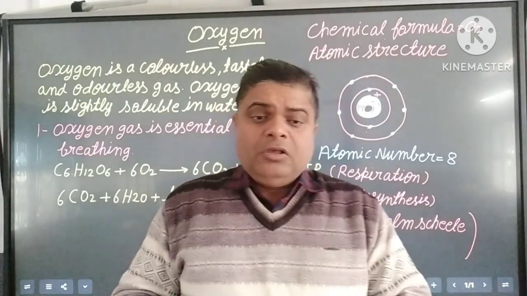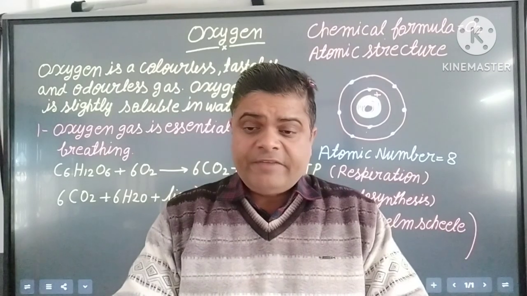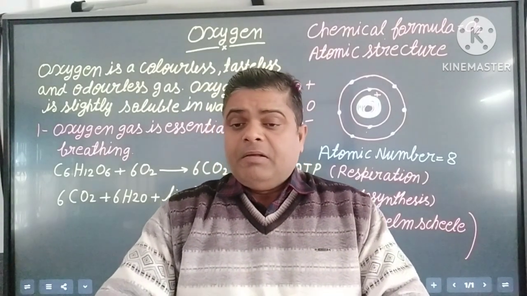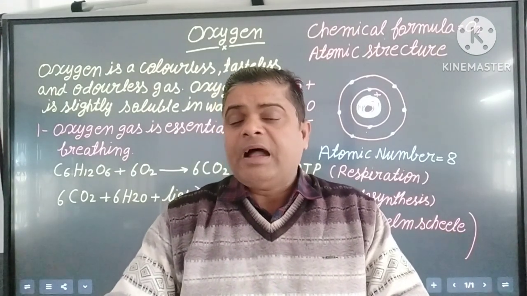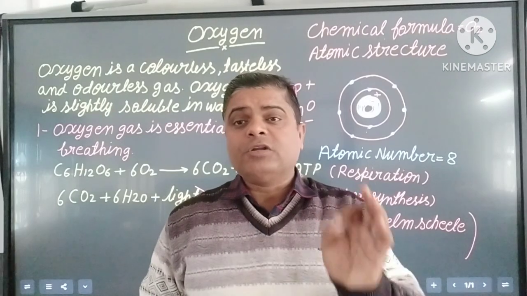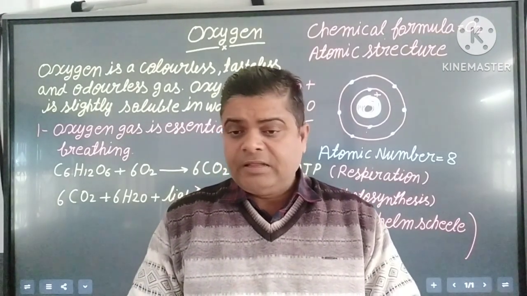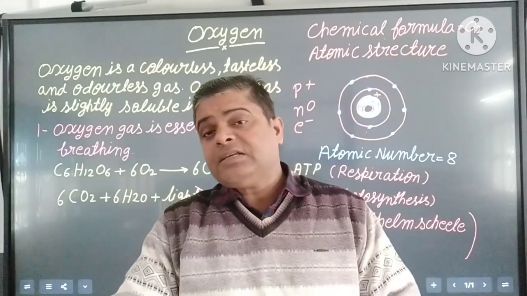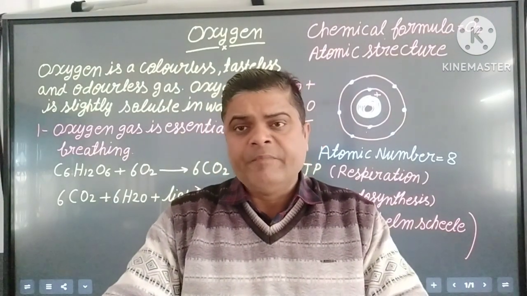Clear? So students, oxygen is the most important part of our life, and oxygen is the most abundant non-metal, about 46% found in the earth crust. Our earth crust, about 46% is oxygen in the form of oxide, carbonate and silicate. Clear? And second thing, it occurs in two forms, in the free state and the combined state.